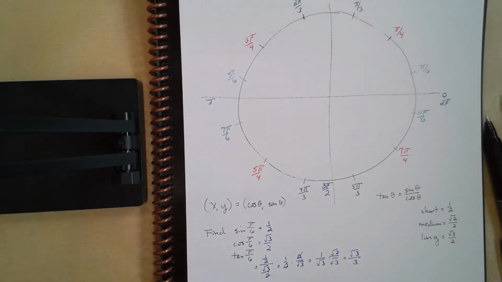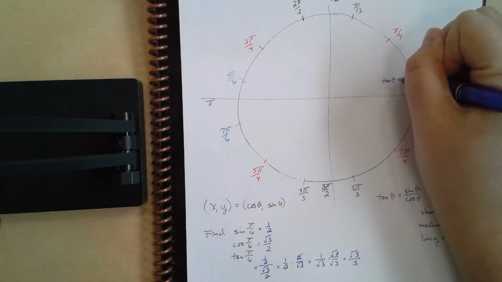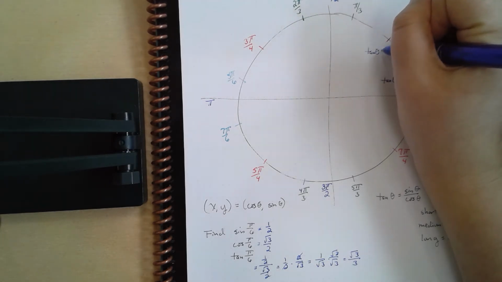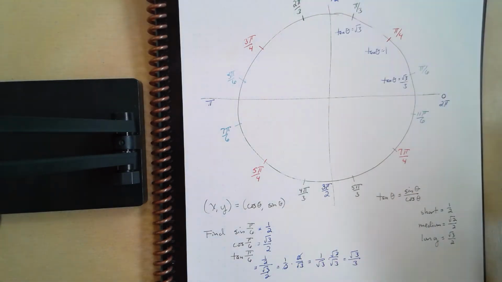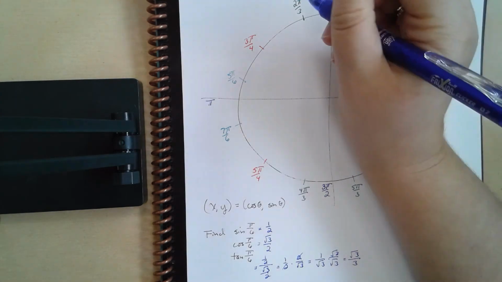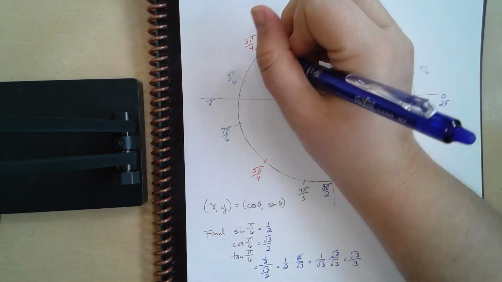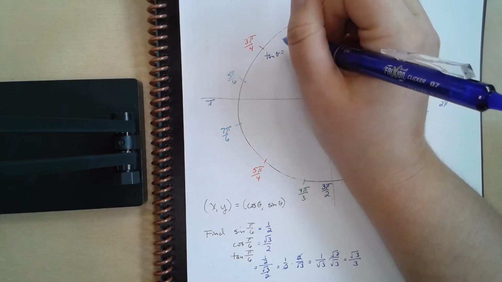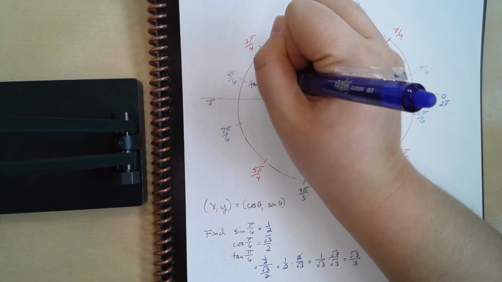So I want to take note here of what our tangent values are. So here, tangent theta is equal to radical 3 over 3. Here, tangent theta is equal to 1. And here, tangent of theta is equal to radical 3. At 2 pi over 3, tangent theta is equal to negative radical 3. At 3 pi over 4, tangent theta is equal to negative 1. And at 5 pi over 6, tangent of theta is equal to negative radical 3 over 3.